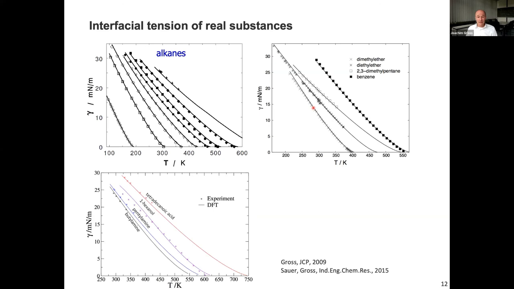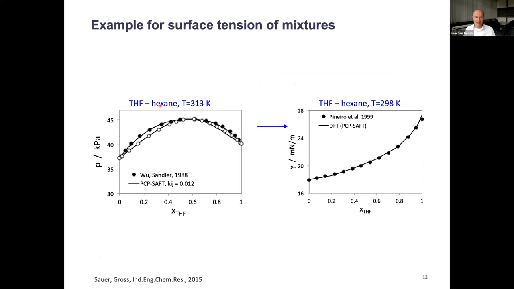So we then looked at mixtures. This is a mixture of tetrahydrofuran and hexane, and this is an azeotropic mixture in a pressure versus composition projection. And on the right-hand side, we see the surface tension versus composition, and one observes very good agreement. I mean, surprising. The line is the calculation, prediction, no interfacial quantity entered the calculation, and the symbols are experimental data. Considering the scale, very good agreement. And this is not an isolated result. We find good agreement for many mixtures.